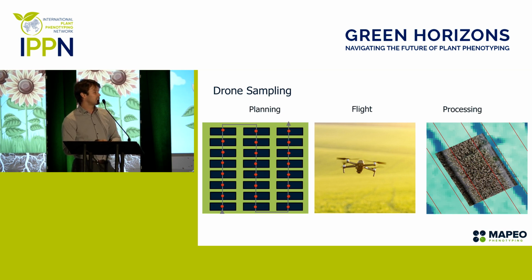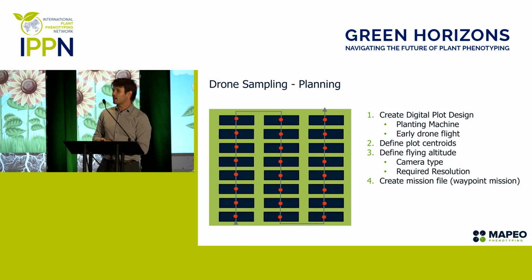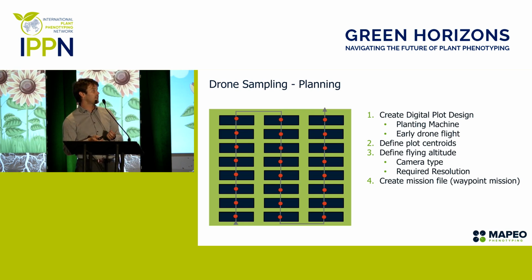So yeah, how it works, it's similar to any drone flight that you've done. You'll have a planning stage, a flight stage, and a processing stage. In the planning stage, we want to create our digital plot design. And this is maybe one of the things that you want to work out originally. There's a few ways to do it. You might have a planting machine that allows you to very accurately locate the GPS coordinates of your plots. Or you can do a traditional drone flight earlier in the season, which can be at a lower and therefore easier to achieve resolution, and delineate your field using that.